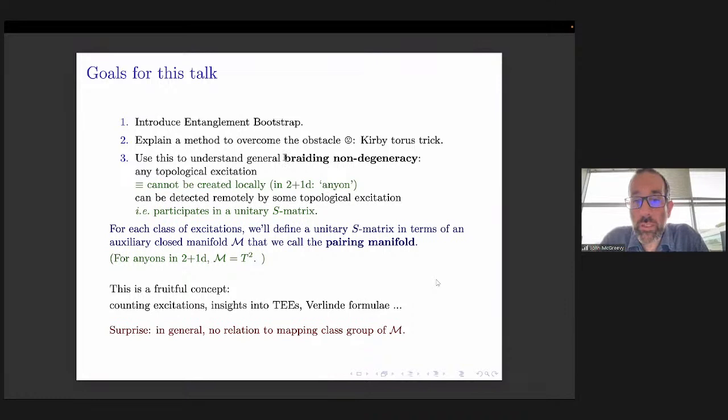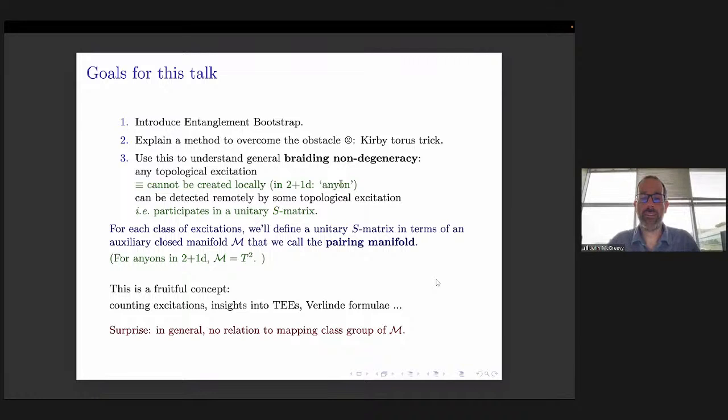what you might call braiding non-degeneracy, or also remote detectability, which is another word in the title. It's just the idea that any topological excitation, which in two plus one dimensions I mean an anyon, but more generally some kind of excitation that can be created locally, can be detected remotely by some other topological excitation. So it participates in a unitary S matrix, a unitary braiding matrix. And in the case of two plus one dimensions, this is the modular in unitary modular tensor category. It's the statement that the S matrix is non-degenerate.